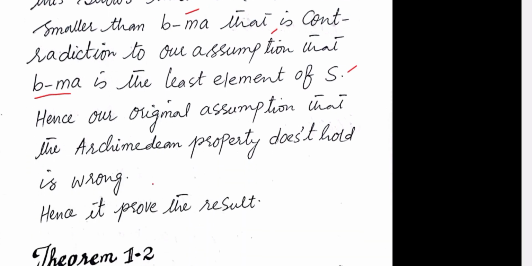It means there does not exist any two positive integers for which you can say na is less than b. There are no two such integers. na is always greater than or equal to b for all positive integers a and b. Hence it proves the result.